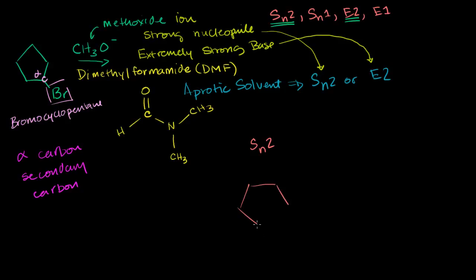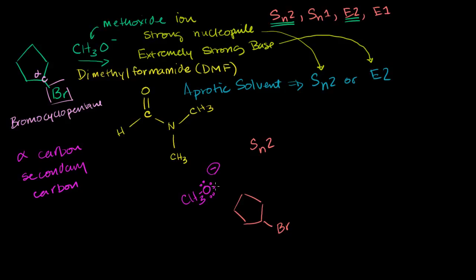Let me draw the cyclopentane part. I want to make sure I draw it the same way I had it drawn up there, so the pentagon is facing upwards. And then we have our bromo group right there. We have our methoxide ion right over here, CH3O minus. Another way we could view it is that this oxygen has 1, 2, 3, 4, 5, 6, 7 valence electrons with a negative charge.